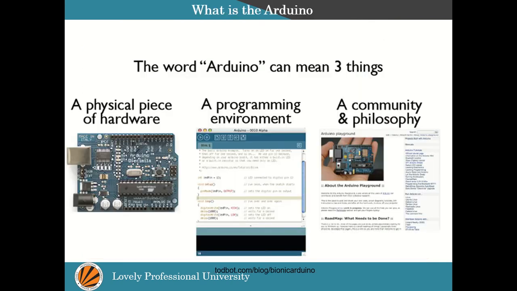Let's get ahead. So what is actually an Arduino? Basically, this term we have already discussed in the class. These three terms can mean three different things. It can be referred to as a piece of hardware that you can see here. It can be referred to as the programming environment, and it can be a community. All these three are referred to as Arduino.